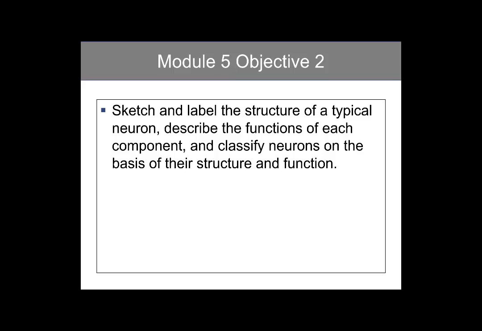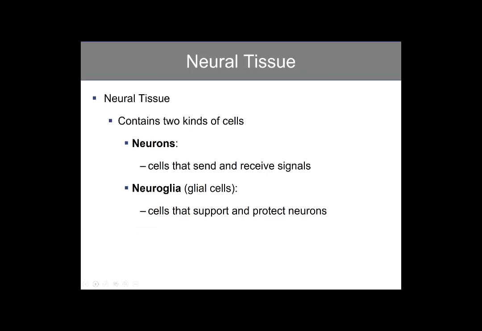Module 5, Objective 2: sketch and label the structure of a typical neuron, describe the functions of each component, and classify neurons on the basis of their structure and function. Neural tissue contains two main types of cells. We have neurons. These are cells that generate, send, and receive electrical signals. And if you remember, we've already identified those electrical signals as being named action potentials.